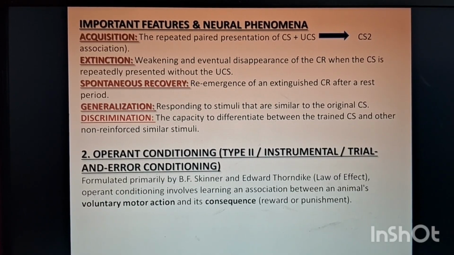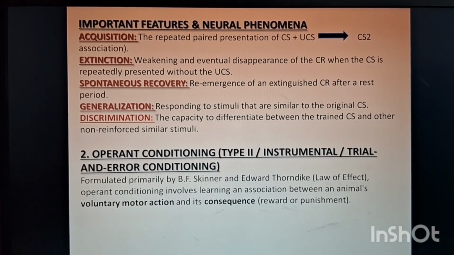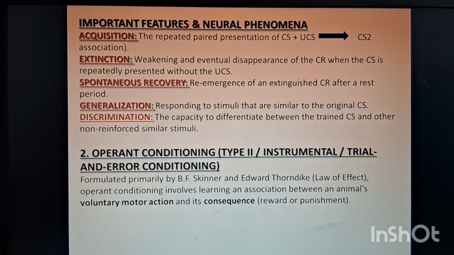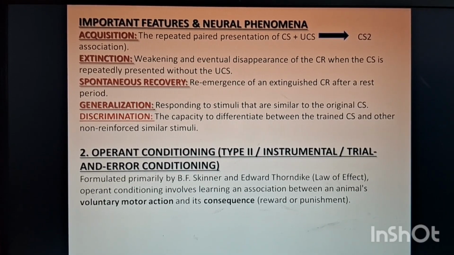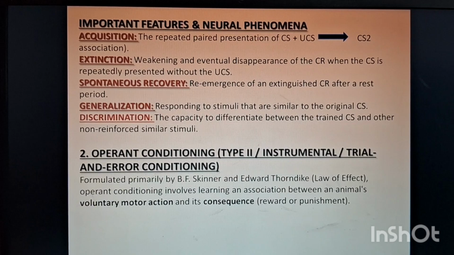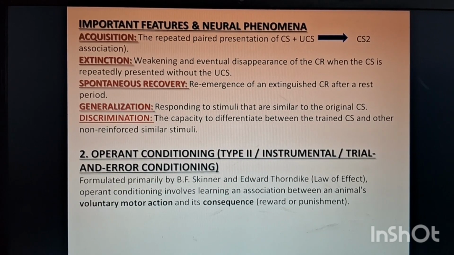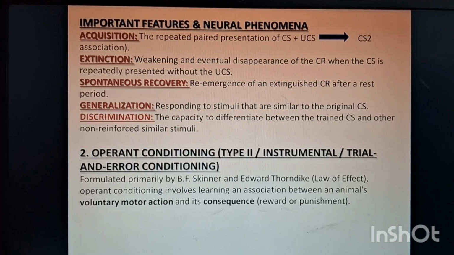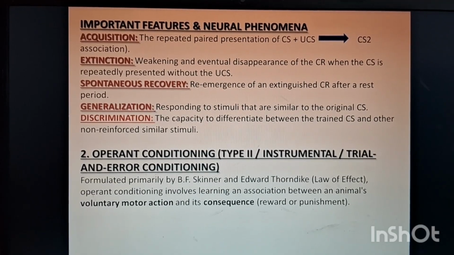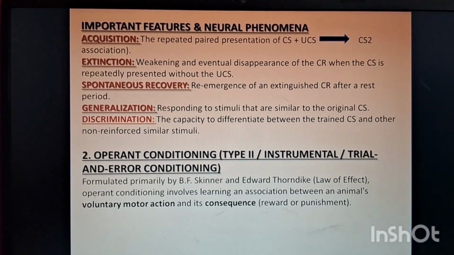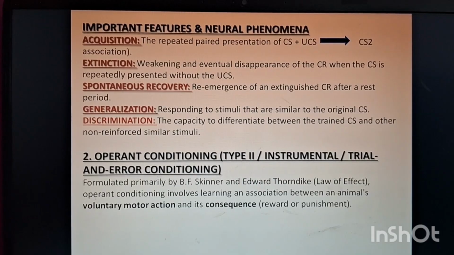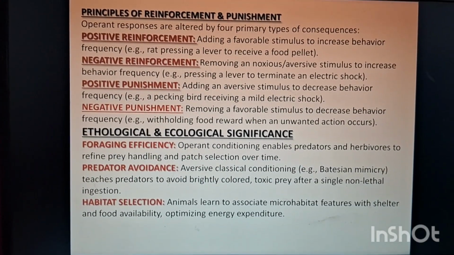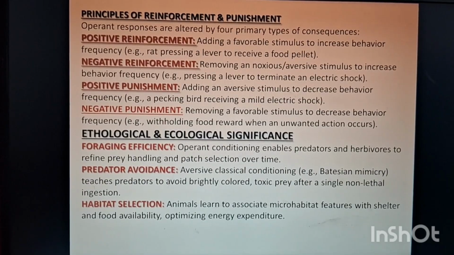Next, operant conditioning, that is type 2 or instrumental conditioning or trial and error conditioning. It was formulated primarily by B.F. Skinner and Edward Thorndike. This is the law of effect. Operant conditioning involves learning an association between an animal's voluntary motor actions and its consequence, that is reward or punishment. Next, principle of reinforcement and punishment.